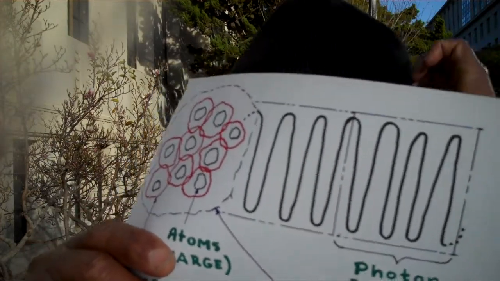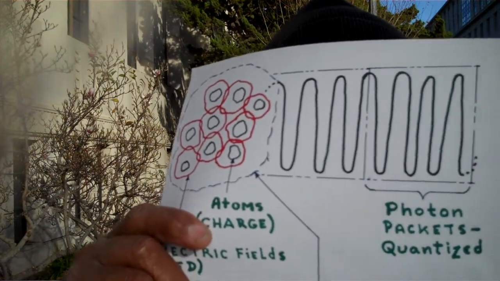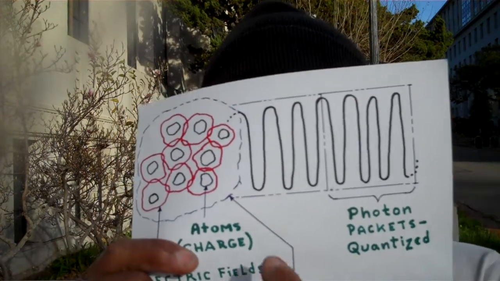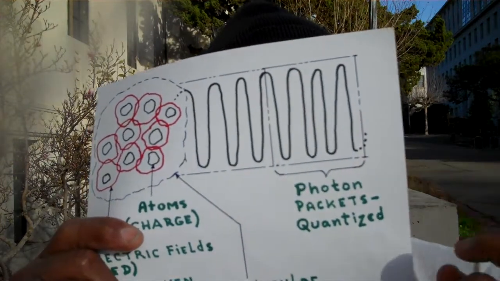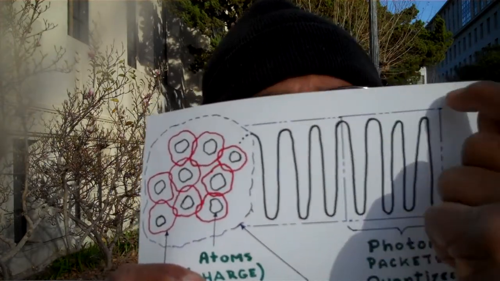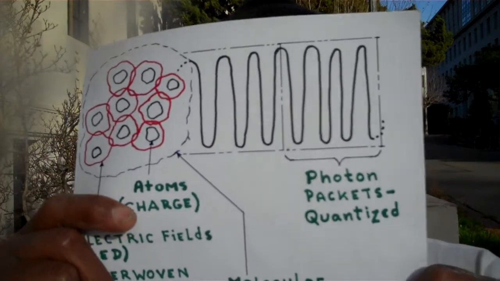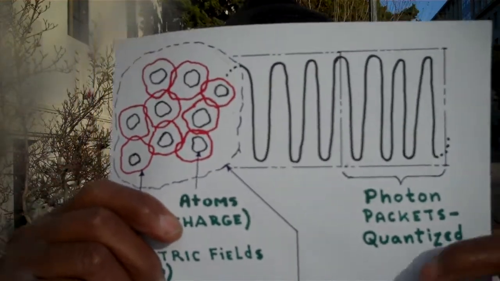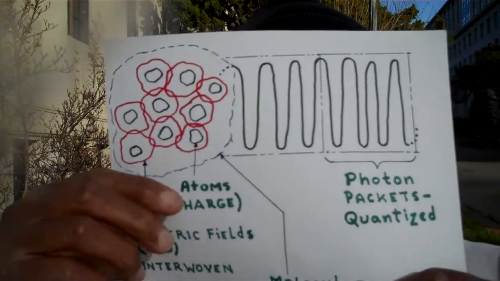Now, this gigantic field also alters the space around it, or alters the ether around it, and creates a light wave. Each light wave is made of photons. These squares right here, a photon packet, become quantized, and this molecular structure produces the light waves that your eyes see.